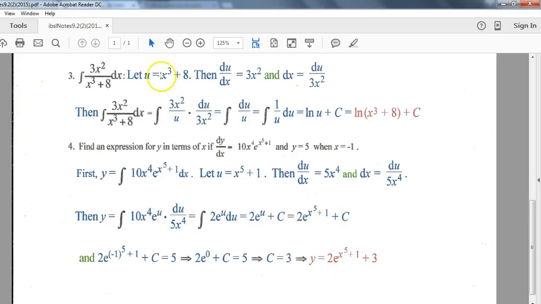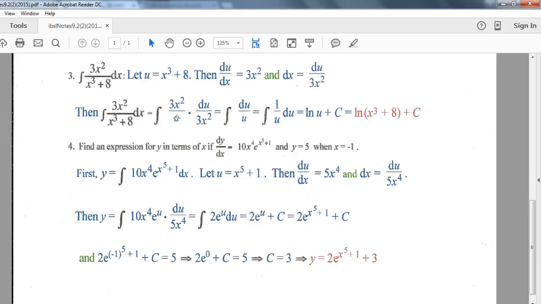We're then going to say, okay, let's figure out the derivative of our interior function. So the derivative of u with respect to x will give us this look here. And we can say it's 3x squared. I then get dx by itself. And I get this statement right here. And now we can do some u substitution. And so now we're going to replace x to the third plus 8 with u. So that's this guy right here.